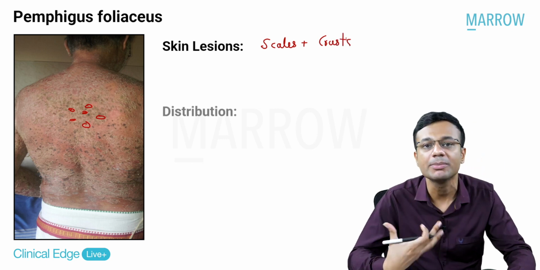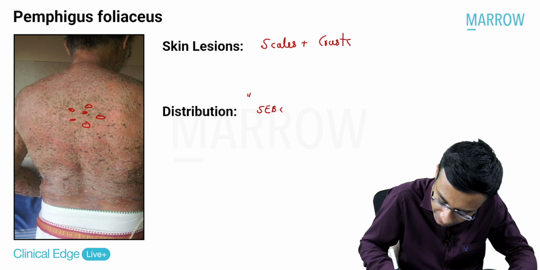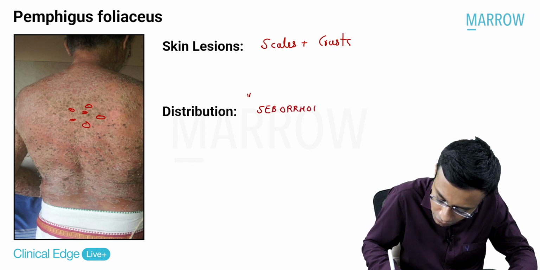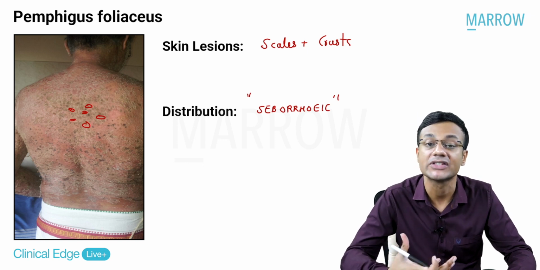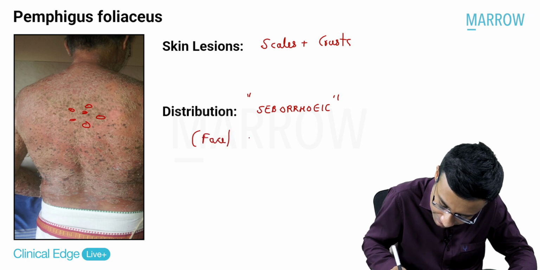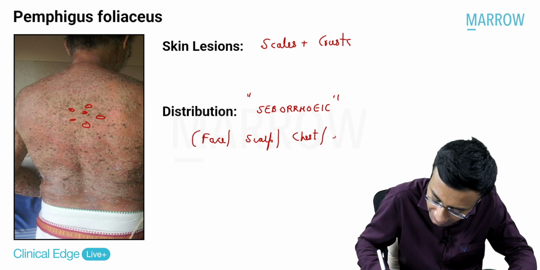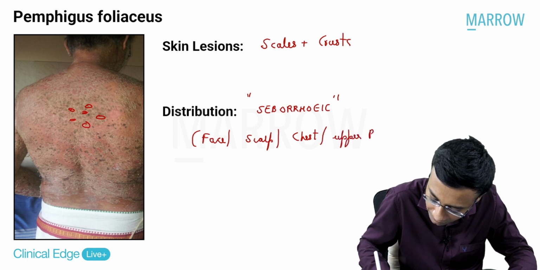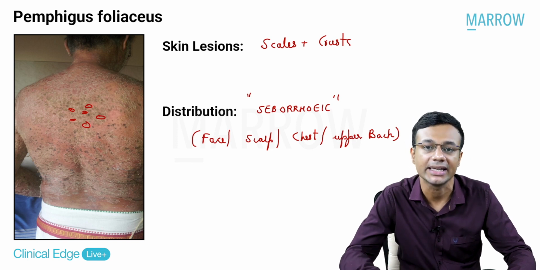And please remember the distribution of pemphigus foliaceus is very, very important. This is referred to as seborrheic distribution. So what are seborrheic sites? These are the areas which are rich in sebaceous glands, for example the face, scalp, chest, and the upper back. So you're going to have lesions in the distribution of seborrheic areas.